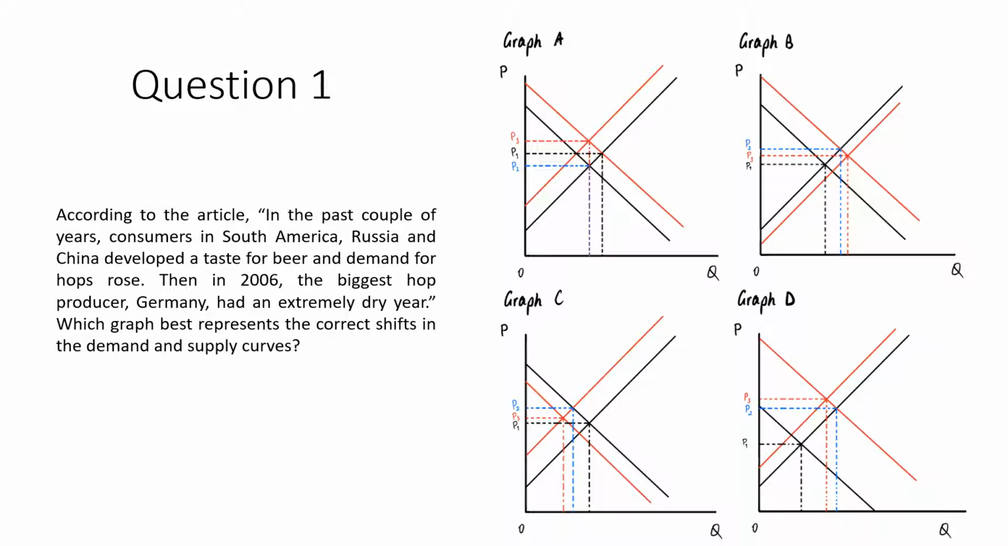Well, the movement from P1 to P2 would be referring to the increased demand from the various countries. Therefore, graphs B and D are the only possible answers, as the other two do not depict an increase in demand from P1 to P2. Then, the movement from P2 to P3 would be a decrease in supply, as Germany exhibited a dry year. Graph B shows an increase in supply, whereas graph D correctly shows a decrease in supply. Therefore, the answer would be graph D.